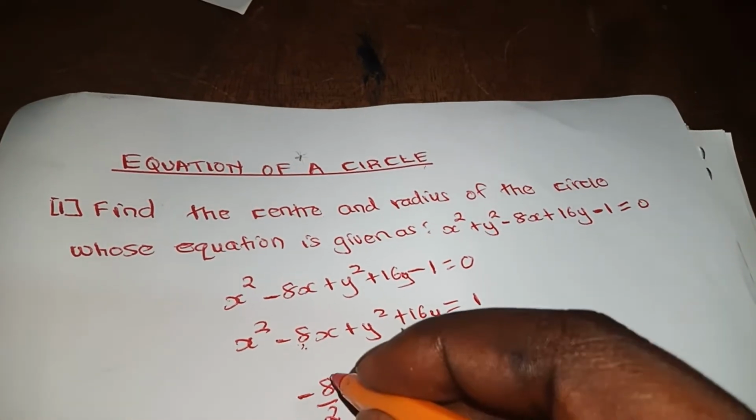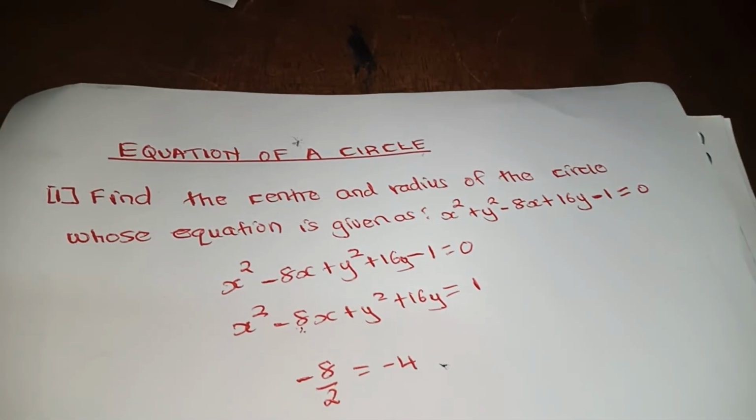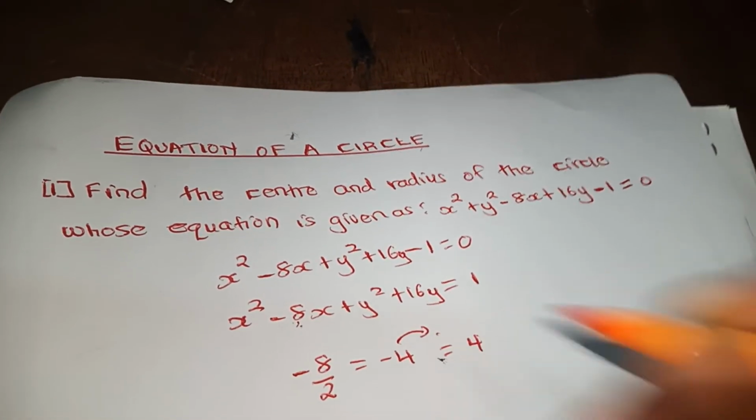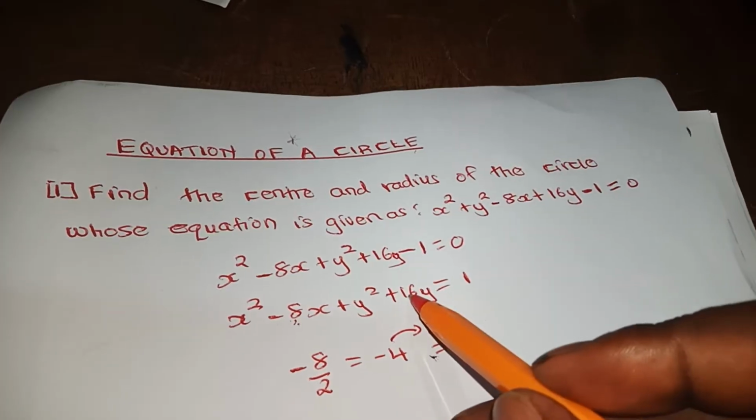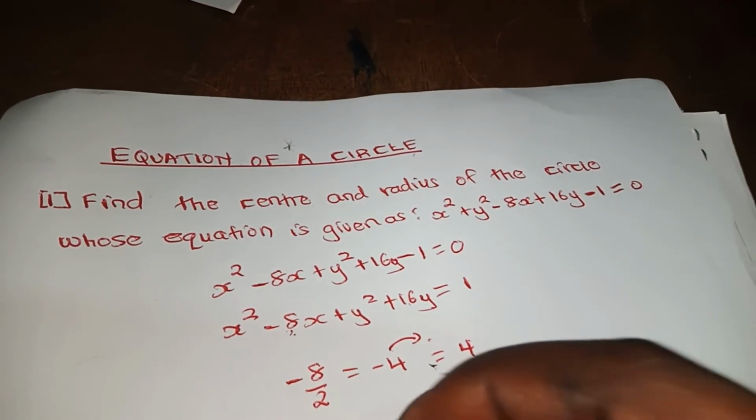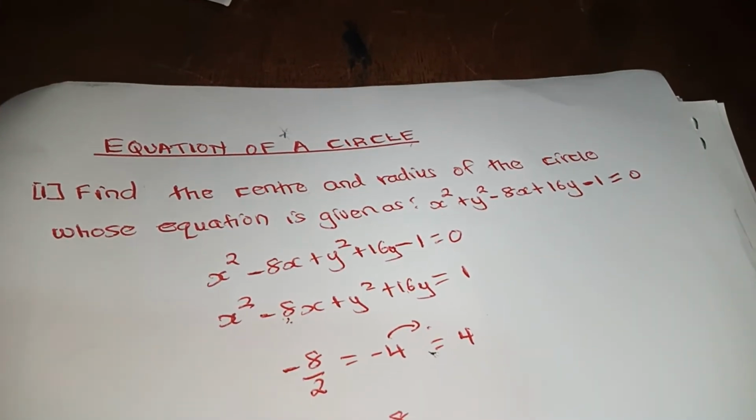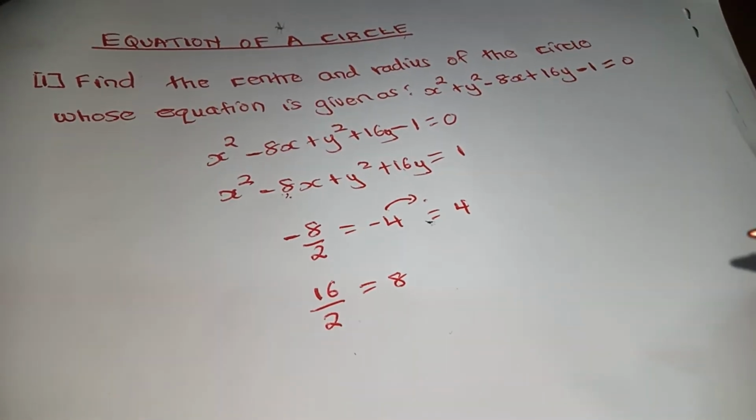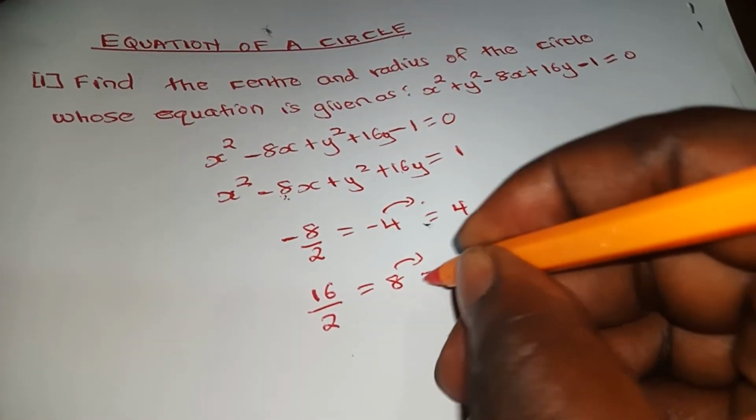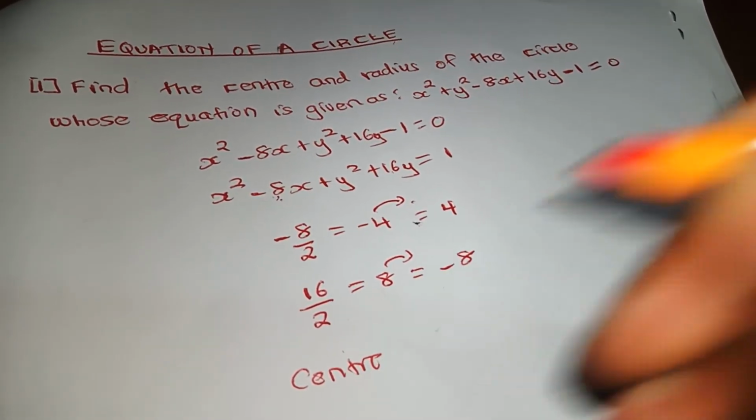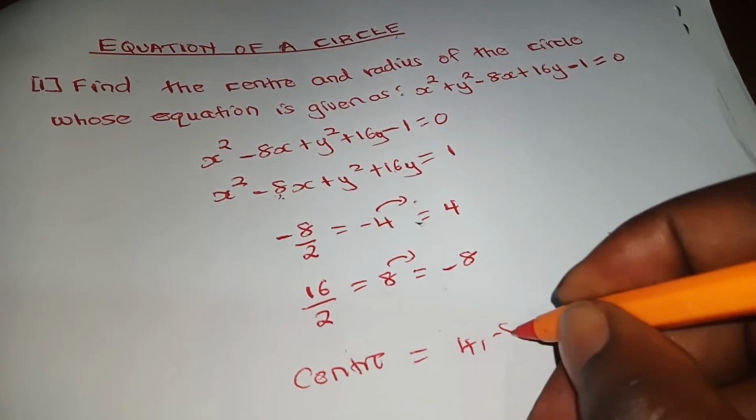So I just divide negative 8 by 2. I get negative 4. Assuming that this negative 4 crosses the equal sign, it gives me 4. You go to the second value, positive 16. I'm dividing it by 2, and this gives me 8. Assuming that 8 crosses the equal sign, it becomes negative 8. So the center of that circle is 4, negative 8.